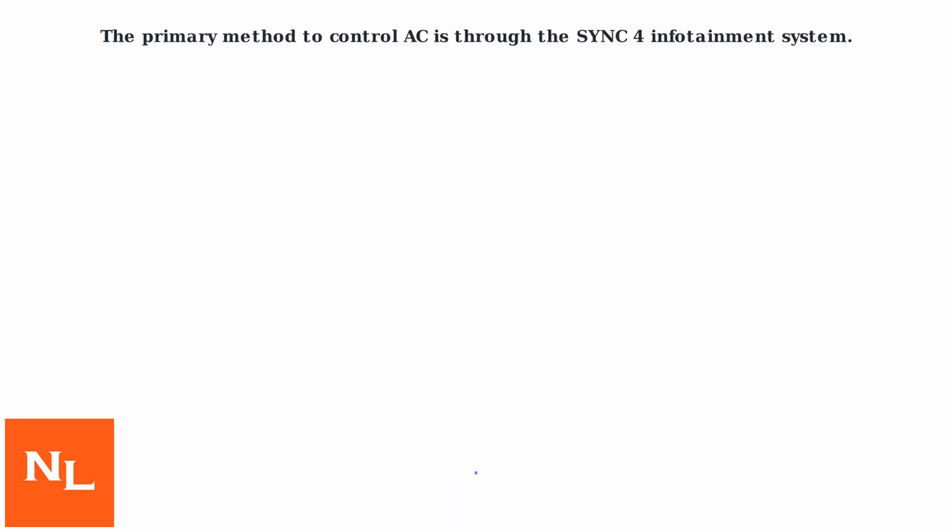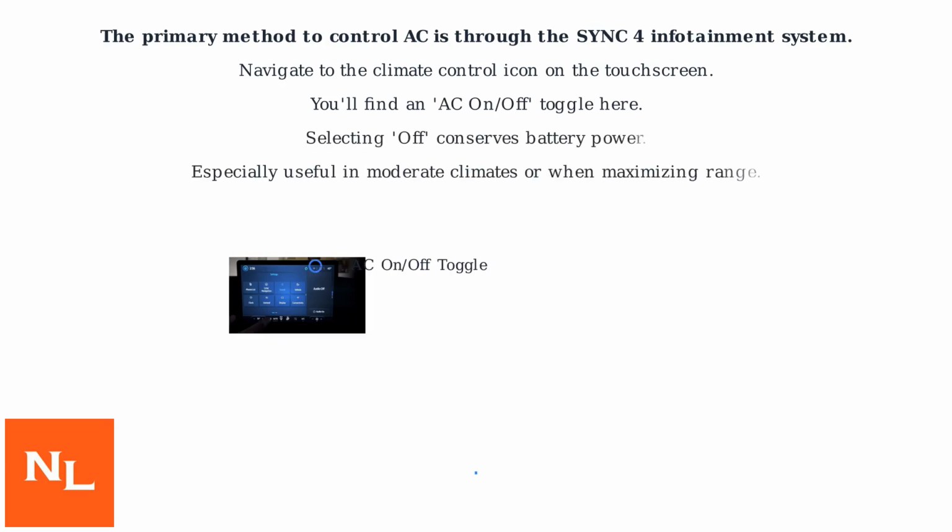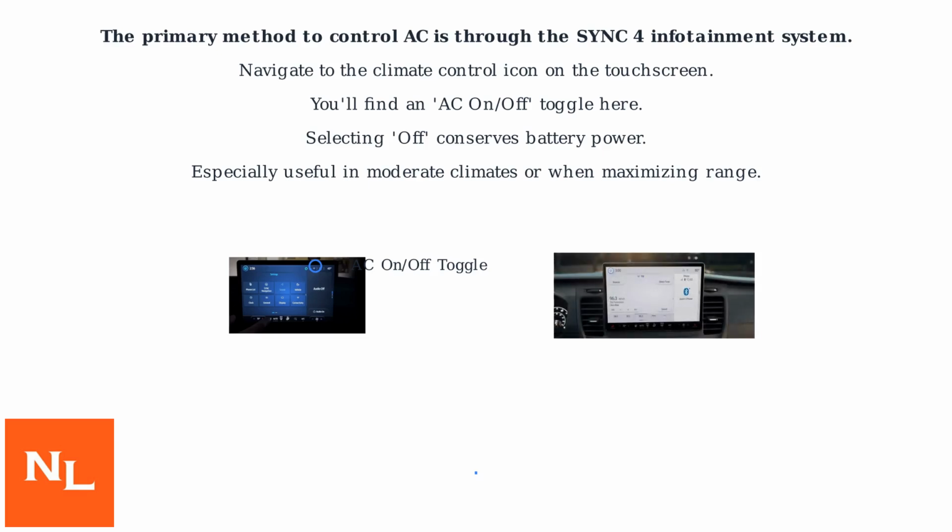The primary method to control the AC in the Ford Explorer EV is through the Sync 4 infotainment system. Navigate to the climate control icon on the touchscreen. You'll find an AC on-off toggle here. Selecting off conserves battery power, especially useful in moderate climates or when maximizing range. Ford released a major OTA update in mid-2025, adding customizable AC presets.